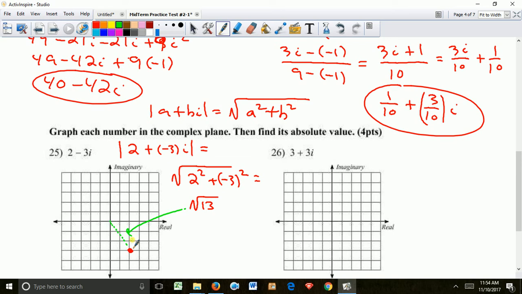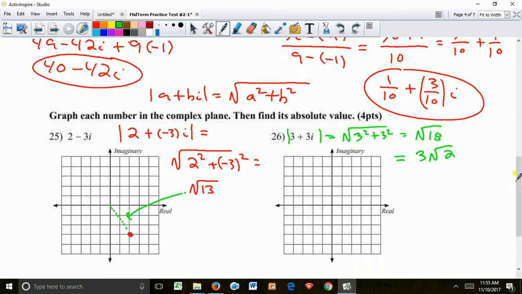26. The absolute value of this one is just the square root of 3 squared plus 3 squared, in which case you get the square root of 18. And if you simplify that, you're going to get root 9 times root 2, or 3 root 2. So graph this one, again going 3 units to the right, starting from the origin, and then 3 up. And there is 3 plus 3i.